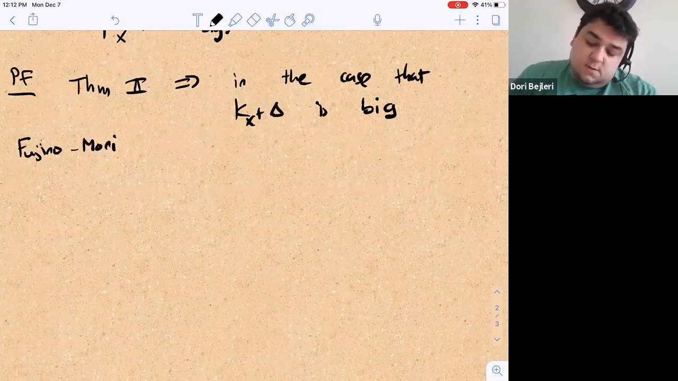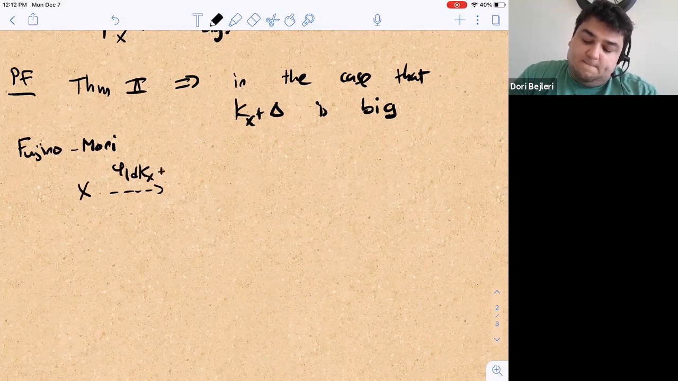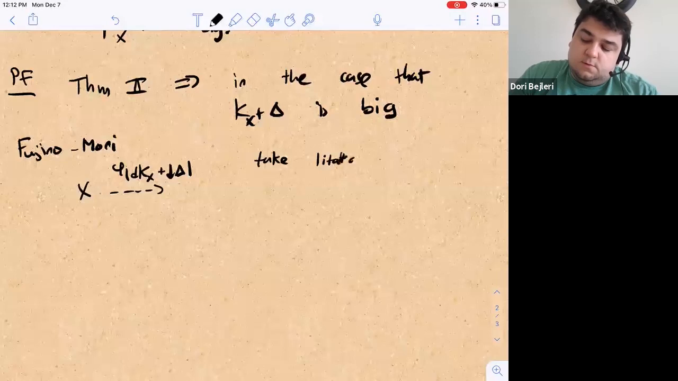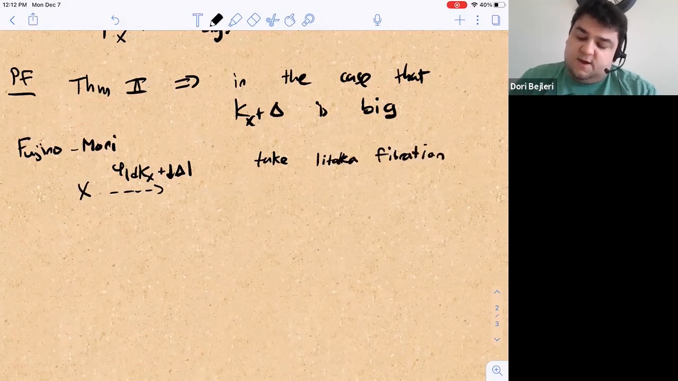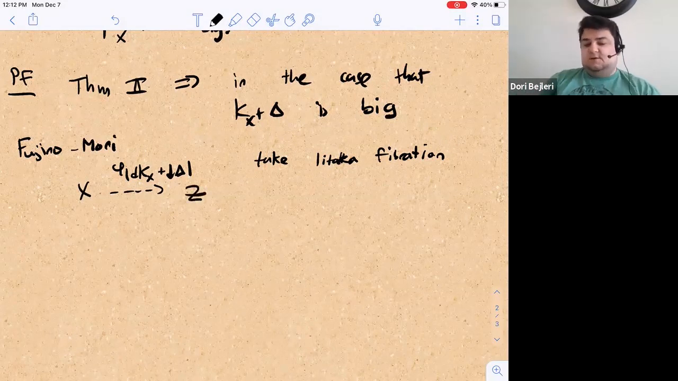So we look at the linear series induced by some large multiple of the log canonical. So basically take the Iitaka fibration, take the limit as d goes to infinity and Stein factorize until it stabilizes. And so we get this rational map to Z. So it has base points, just some rational map. But then we can resolve this rational map by some Y.